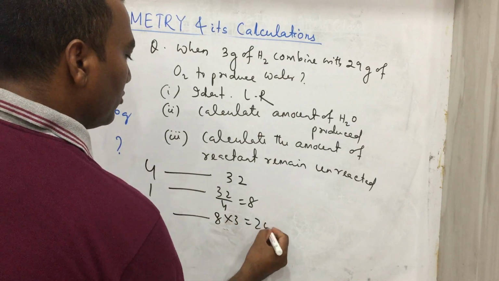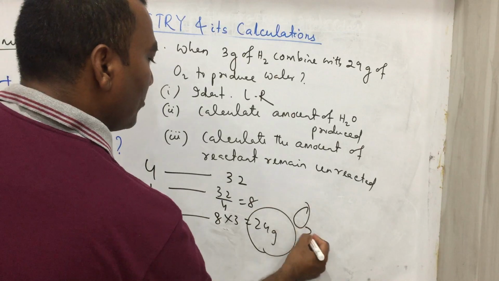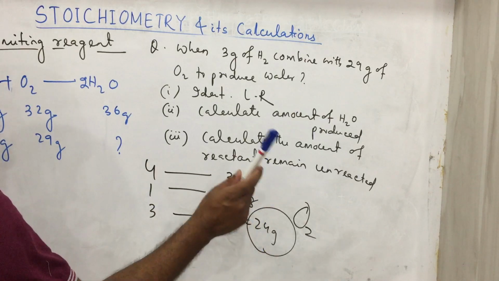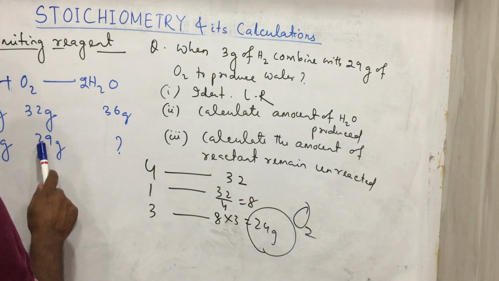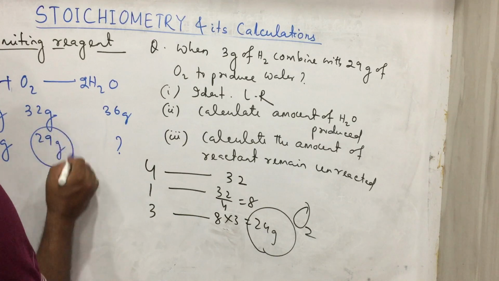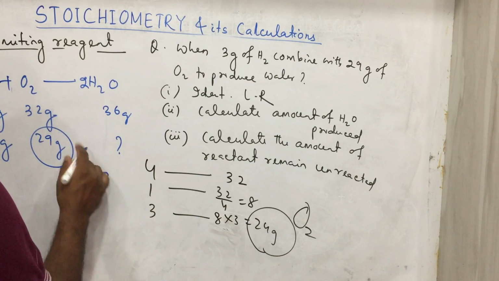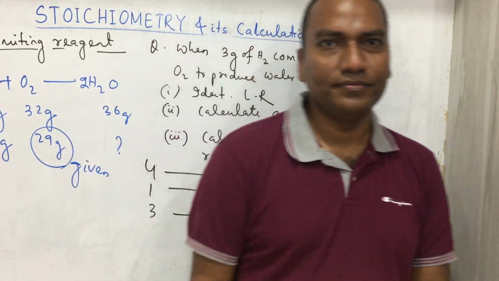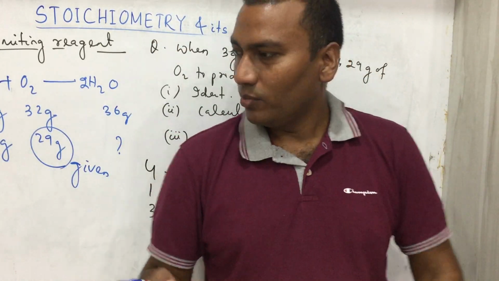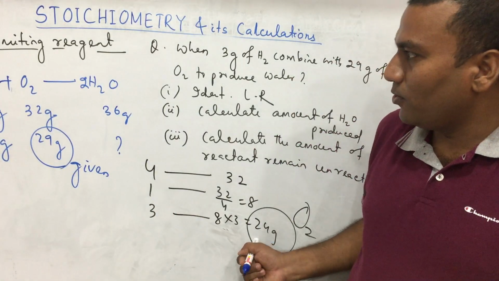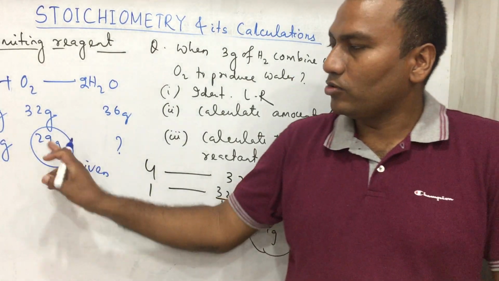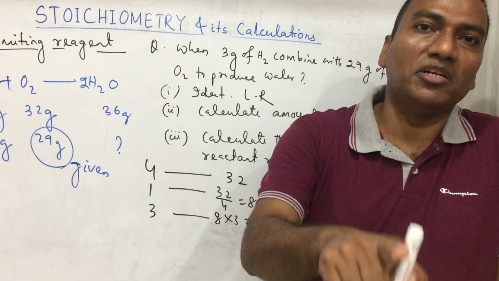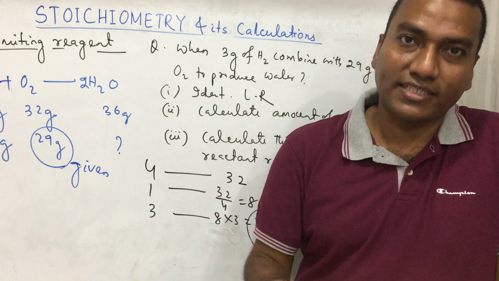So 8 into 3 equals 24 gram of oxygen is required. But here how much gram of oxygen is given? 29 gram of oxygen is given. That means oxygen is excess. Yes or no? 24 gram of oxygen is required, but 29 gram of oxygen is given. Hence, hydrogen is the limiting reagent because oxygen is excess.